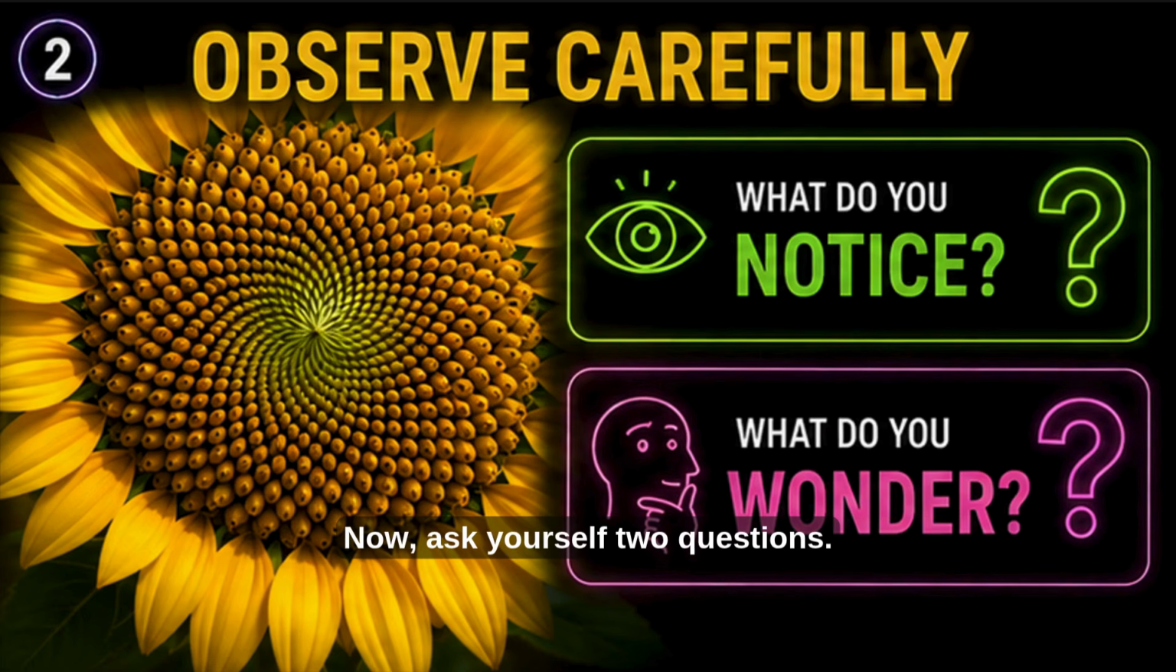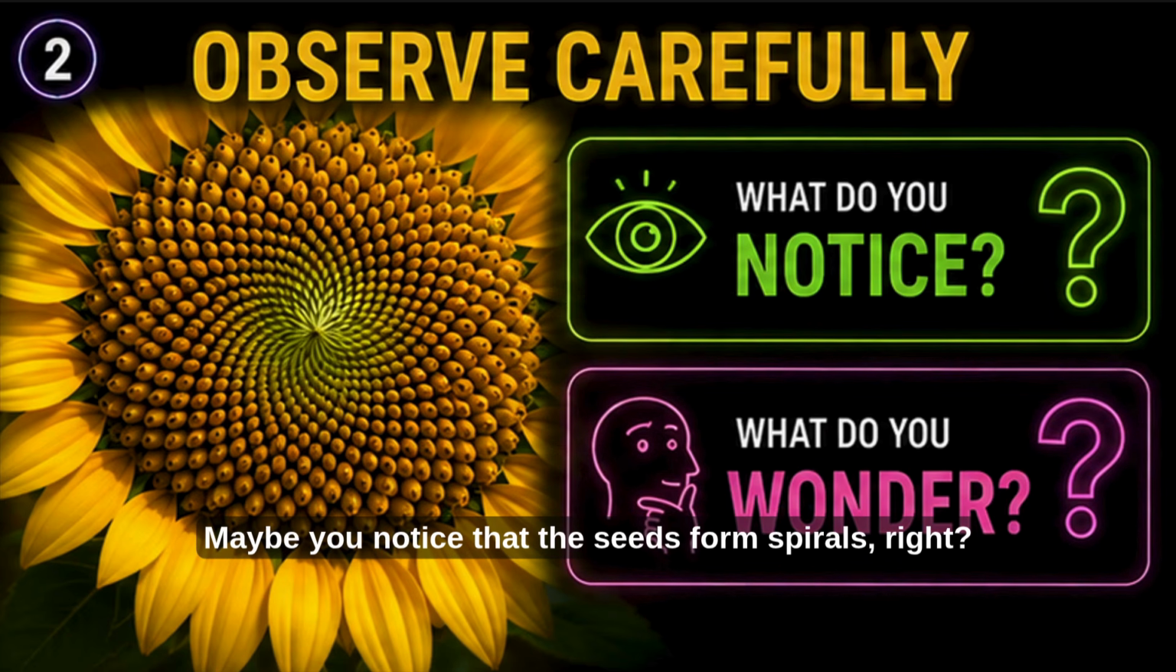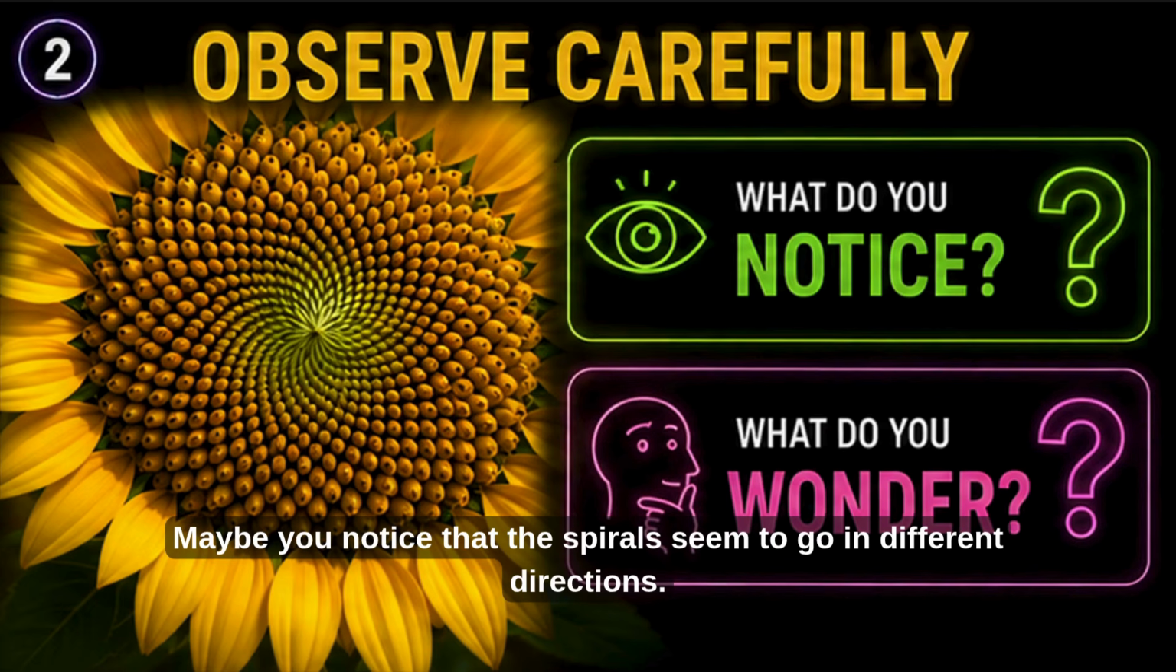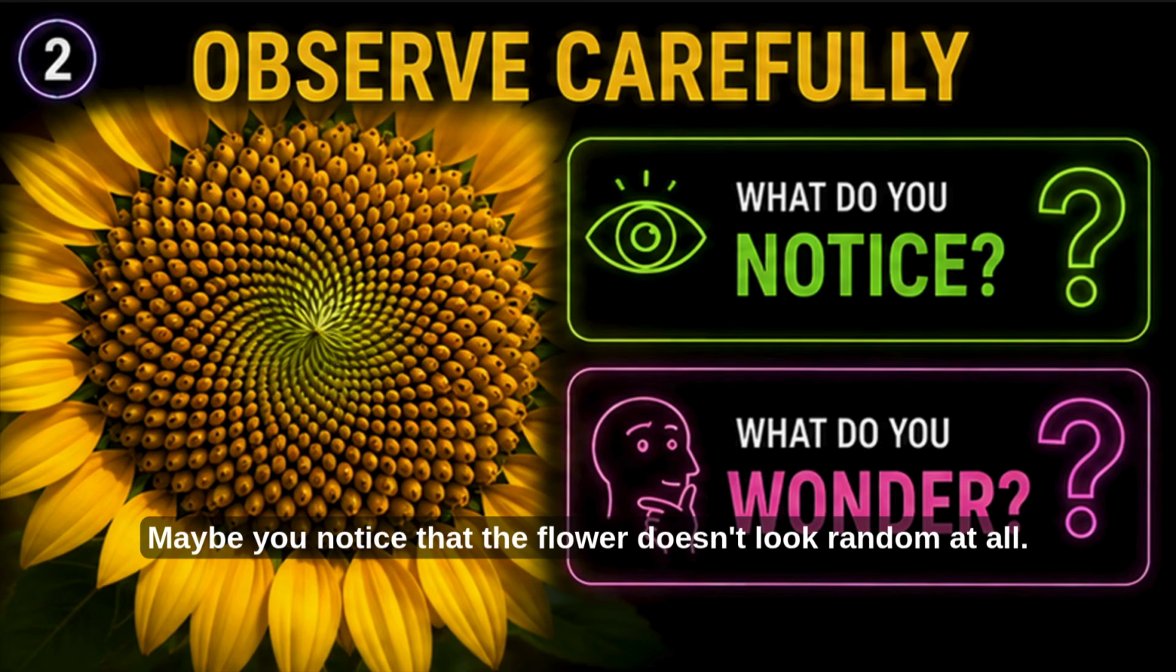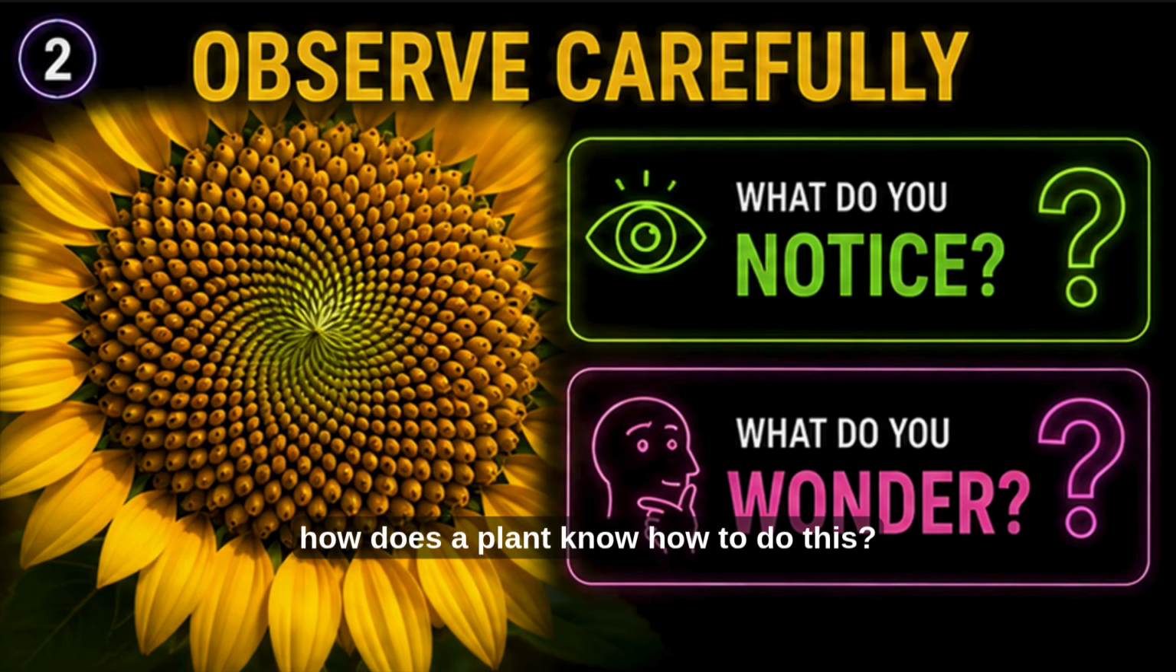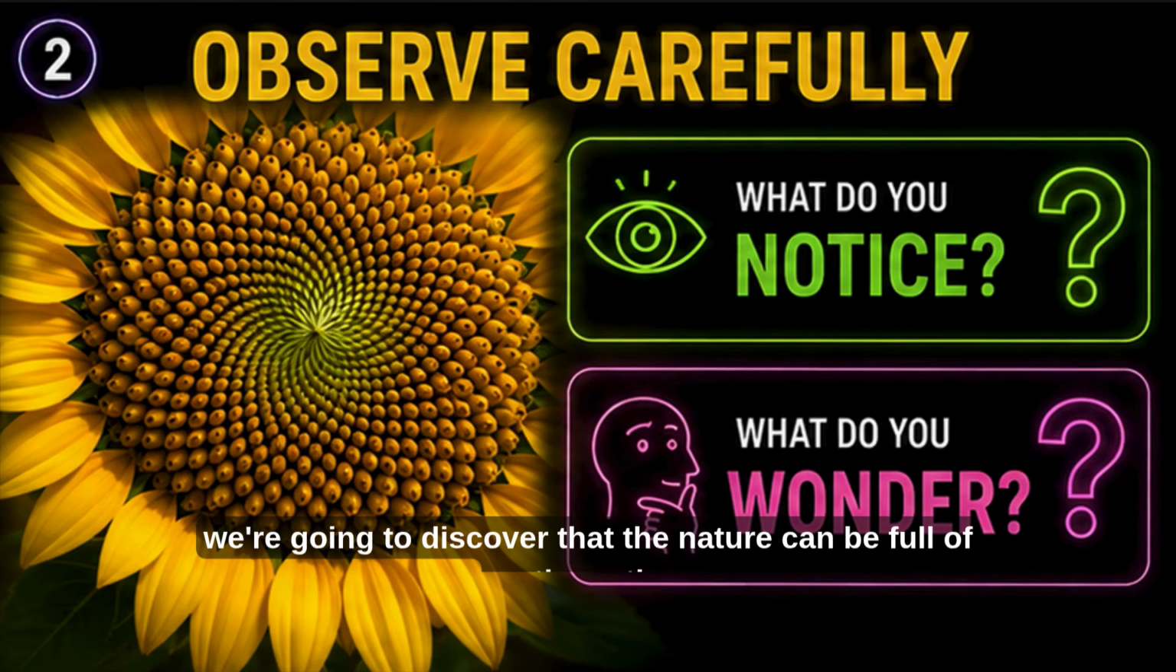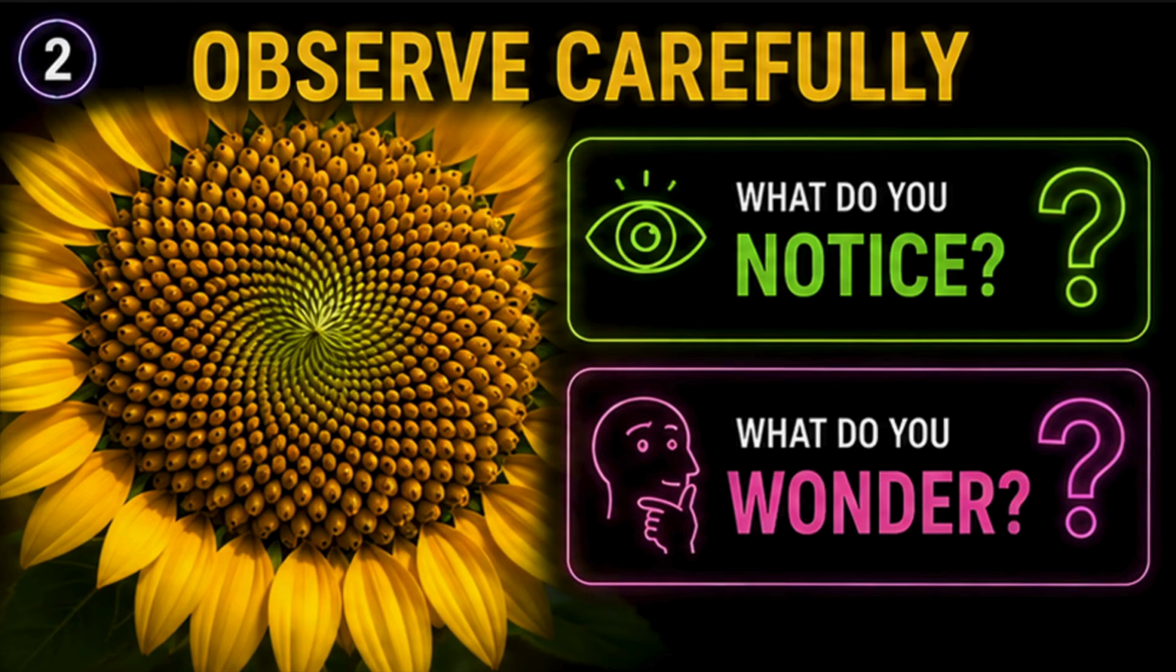Now, ask yourself two questions. What do you notice? And what do you wonder? Maybe you notice that the seeds form spirals, right? Maybe you notice that the spirals seem to go in different directions. Maybe you notice that the flower doesn't look random at all. And maybe you're wondering, how does a plant know how to do this? That's a very, very good question. Today, we're going to discover that nature can be full of mathematical patterns.